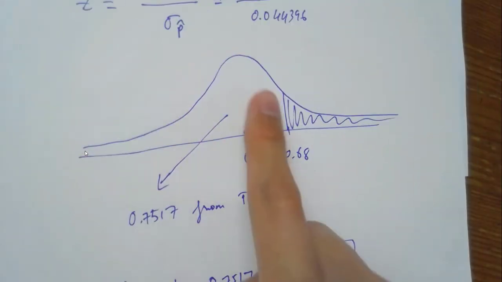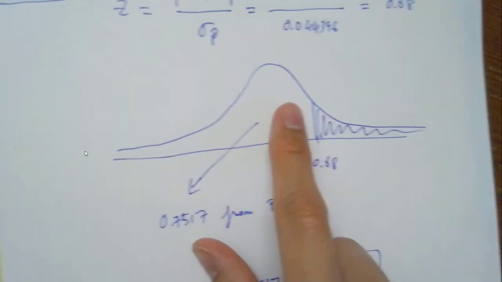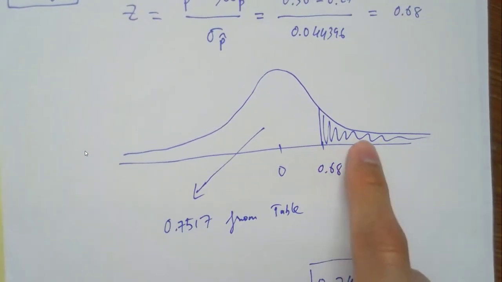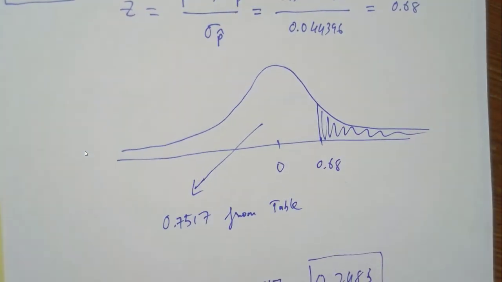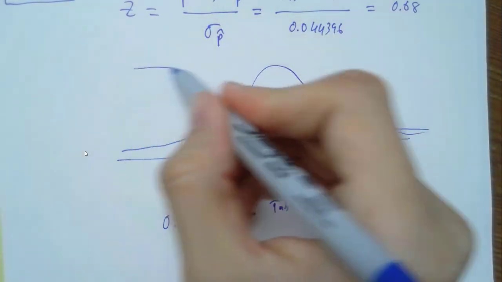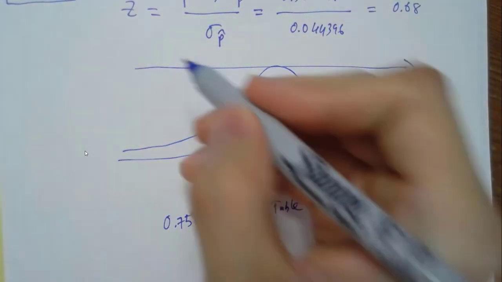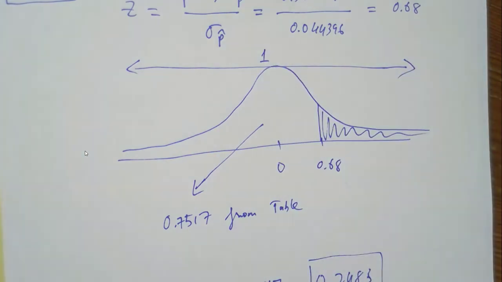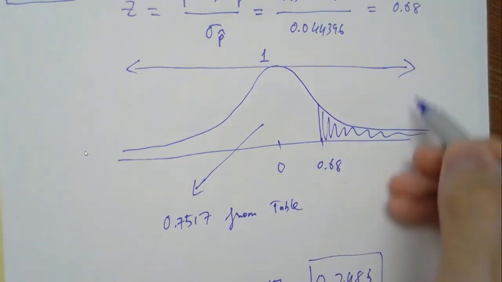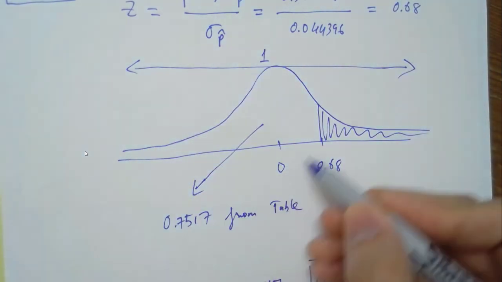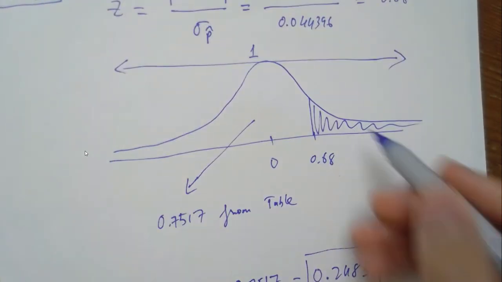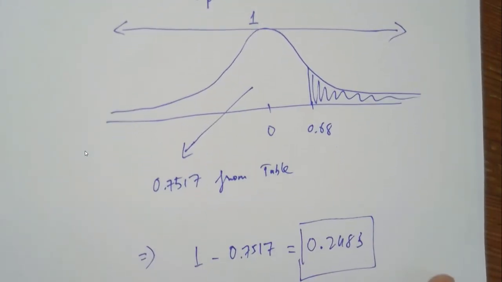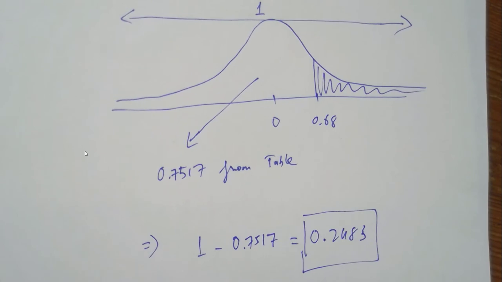However, we are not looking for the left area, we are looking for the right area. And remember, the whole thing has the area of 1. If you want to look for this area, we take 1 and subtract whatever we got here, and we get whatever remains on the right side, which is 0.2483.